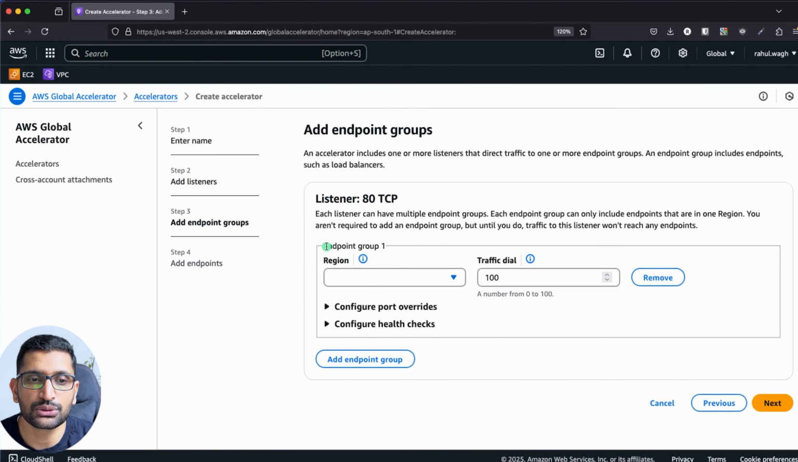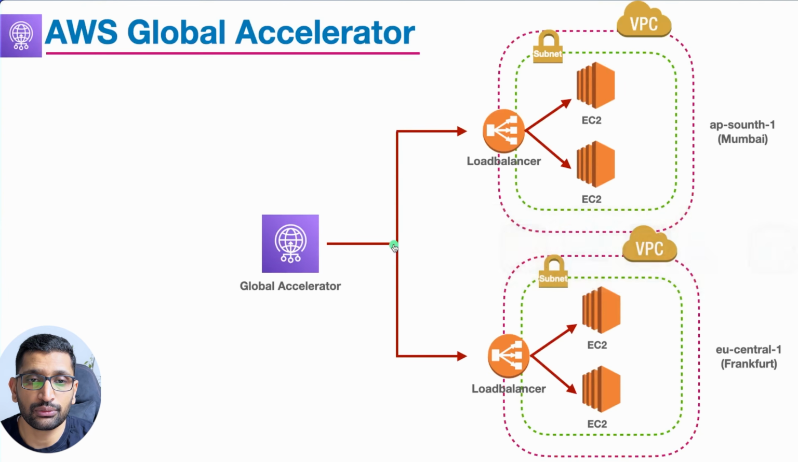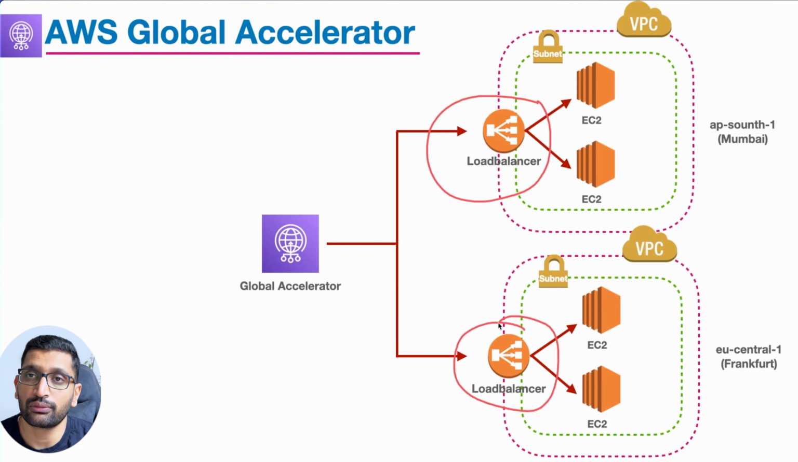So here we need to choose the endpoint group. So what is an endpoint group? So here, if you take a look, the endpoint group is this. This is the endpoint group we need to create for the load balancer which is in Mumbai, and another endpoint group we need to create for Frankfurt. So these are the two endpoints. I will put it as an endpoint EP, and same here as well.